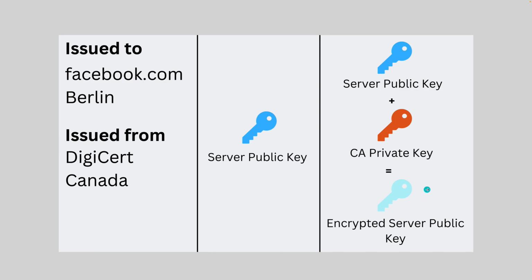Now, this is the third part right over here, and this is where things get really, really important. What the certificate authority is going to do now is take the server public key and encrypt it with the certificate authority private key. And now what we have is an encrypted server public key.